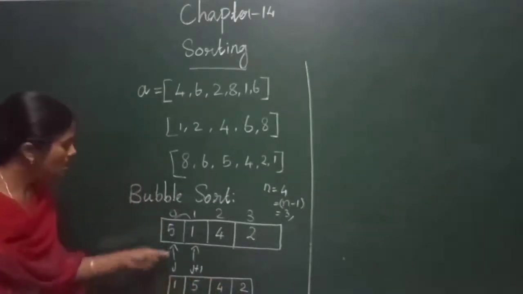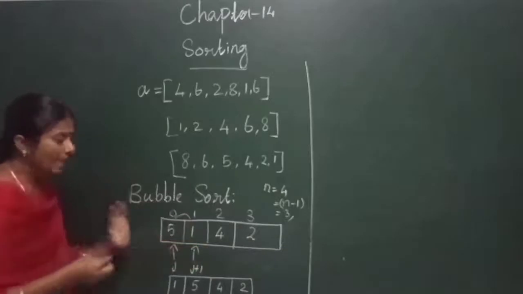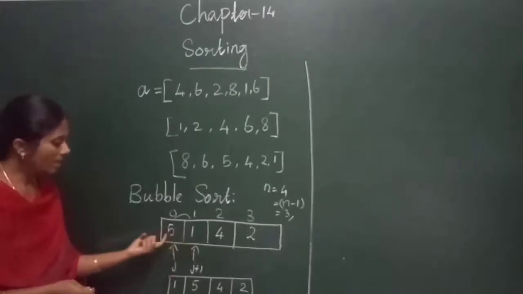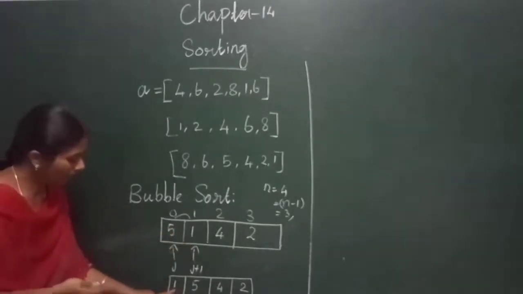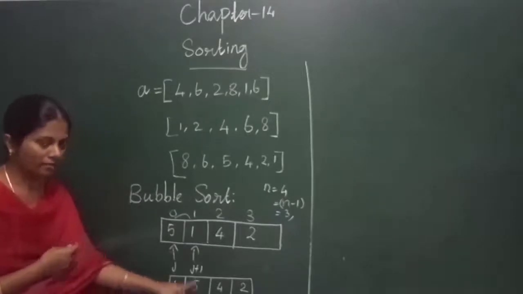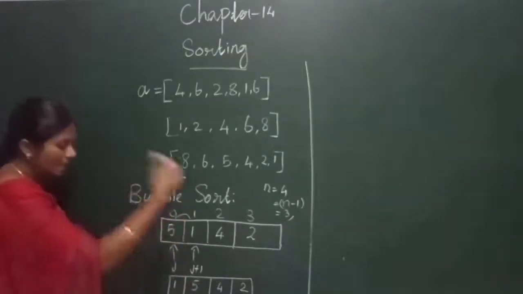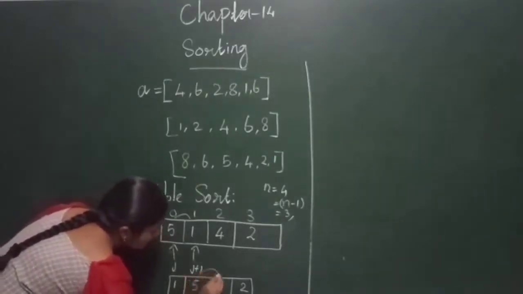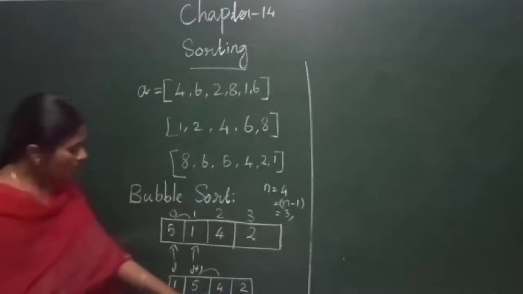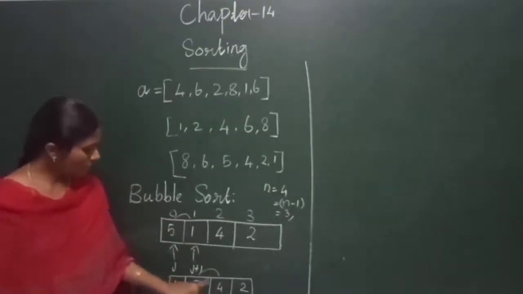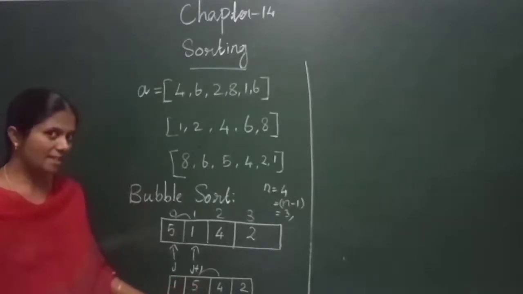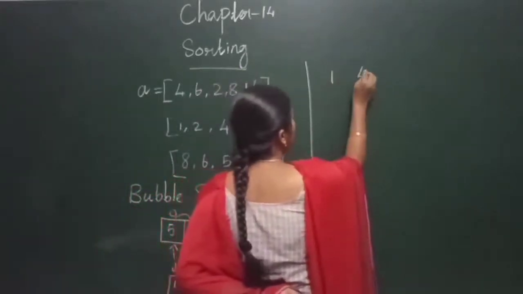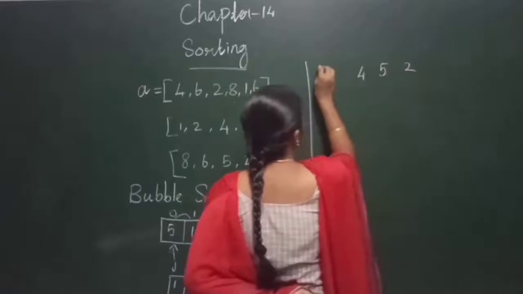Students, can you understand this? You scan the elements from left to right. First you compare two elements. 1 is smaller than 5, so we need swapping; swap 1 and 5. Then compare the next elements, 5 and 4. Here also swapping is needed. Why? 4 is smaller than 5. So we swap them: 1, 4, 5, 2.